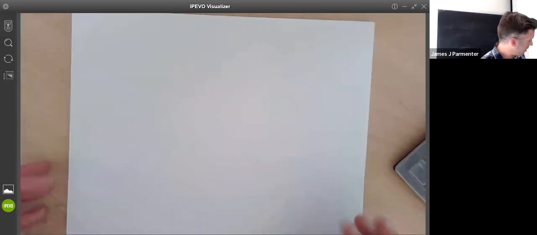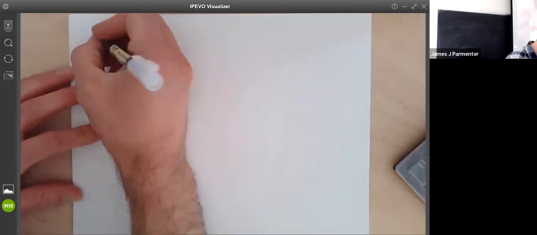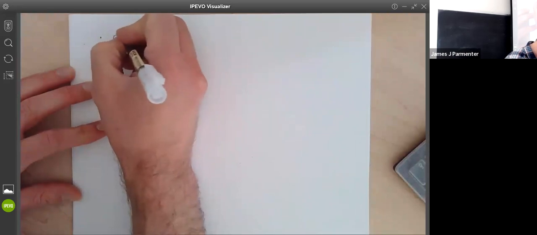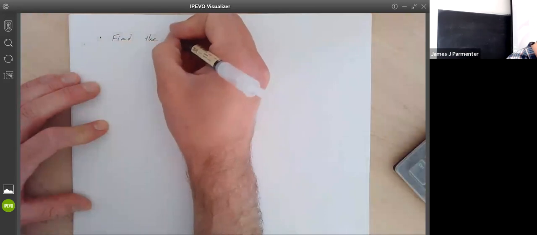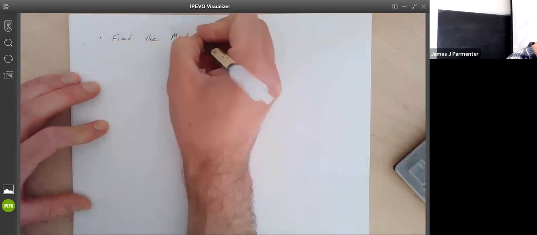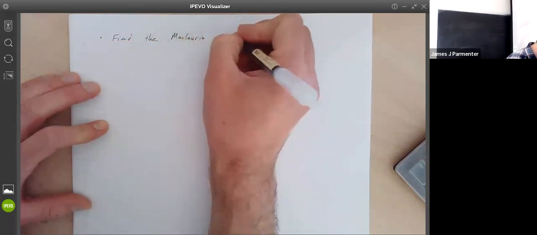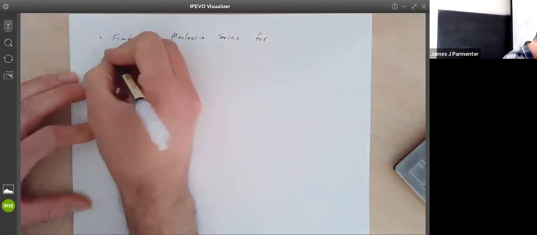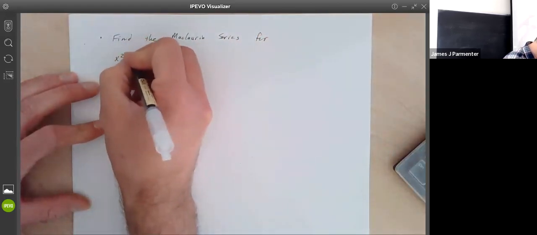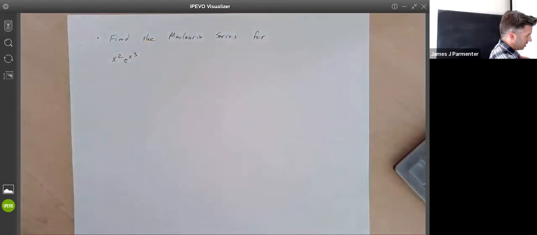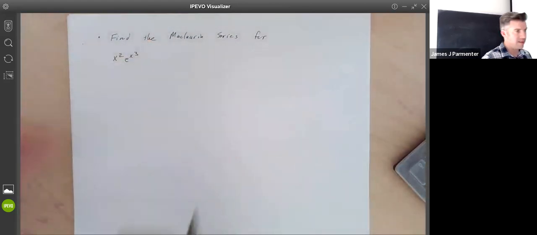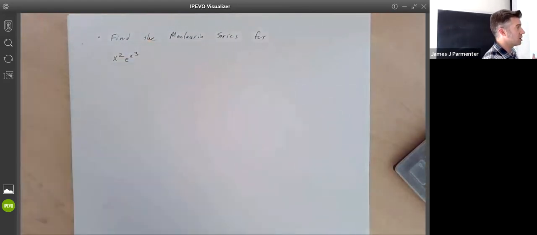So let's start with a couple of things. Find the Maclaurin series for x squared e to the x cubed. Now, there's a couple ways we could do this, but the sensible way to do it is to use a known Maclaurin series and then modify it.